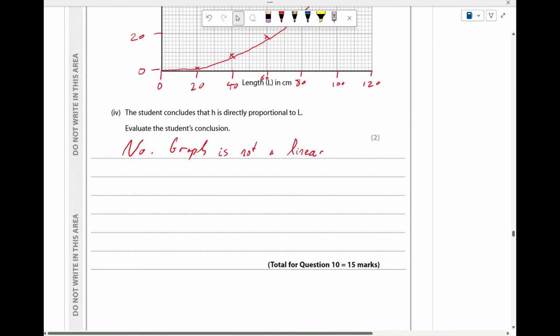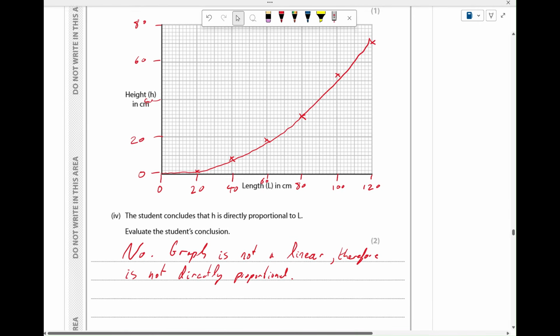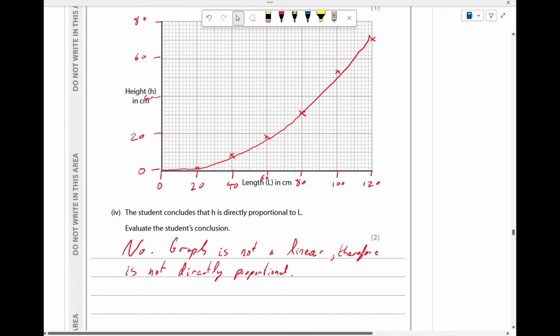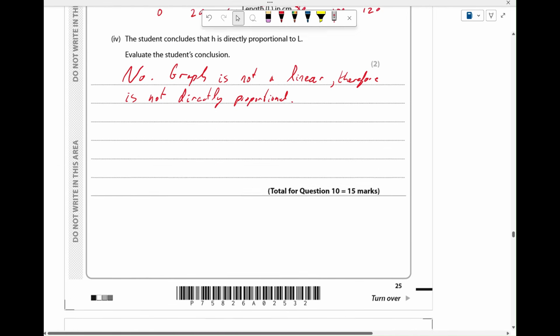The graph is not linear, therefore is not directly proportional. And to be directly proportional, it should go straight through the origin as well, which it does do, hence I'm not mentioning it here, but it needs to be a straight line.